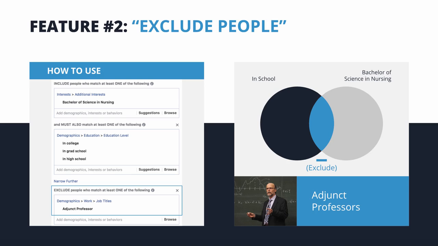So what if we did interested in the Bachelor of Science of Nursing, they must also be in high school, but you see that exclude button on the lower left hand side, we exclude people that have graduated college. So now we're really getting this narrow audience by using the exclusion technique. And I've heard the exclusion technique can be used in a lot of other ways. You just have to think outside of the box.